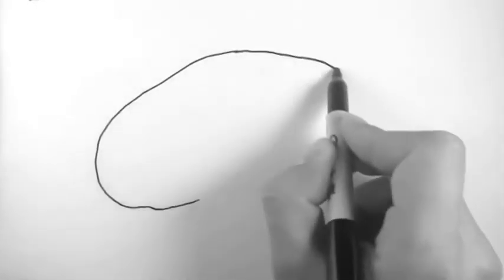Hi, in this video I'm going to talk about the gross cortical anatomy of the brain. So we're going to be looking at the brain from its lateral aspect. So I'll just draw it up here.